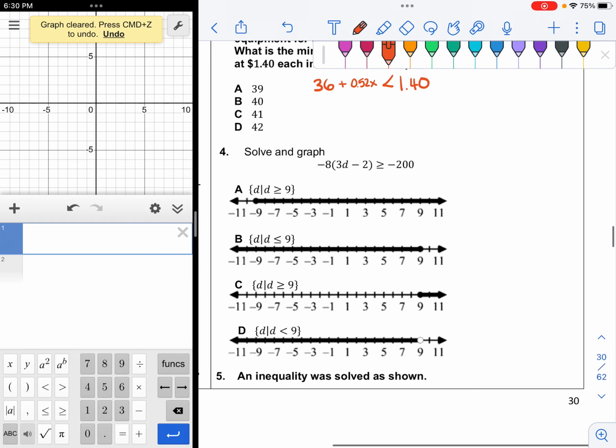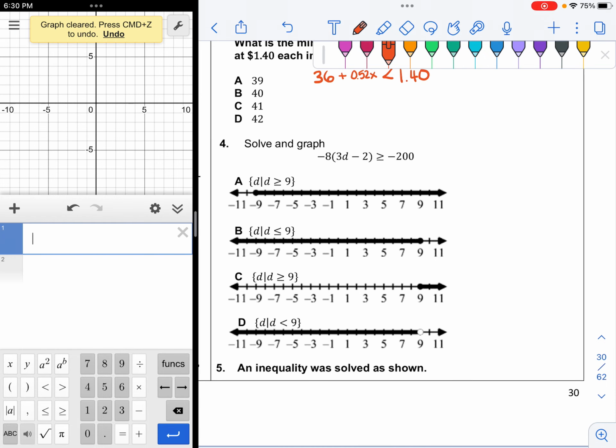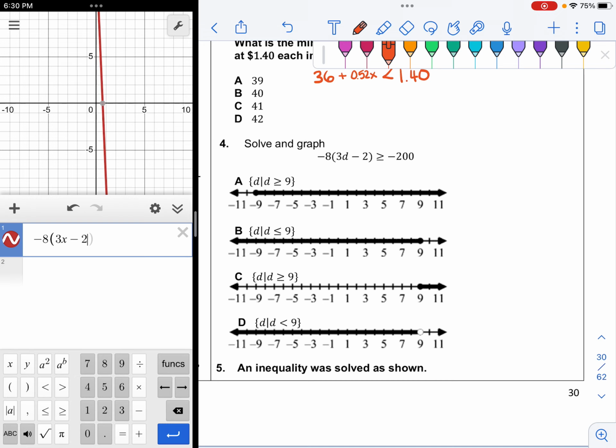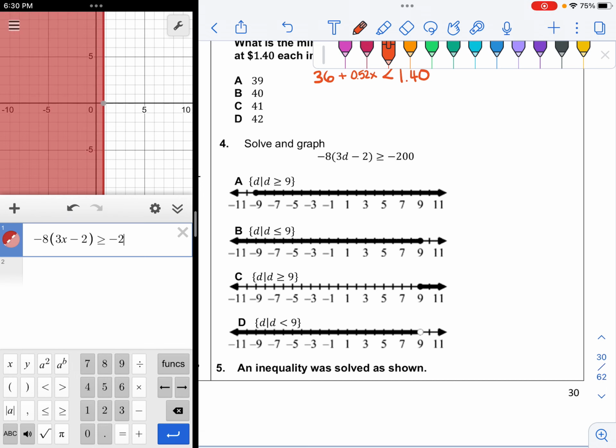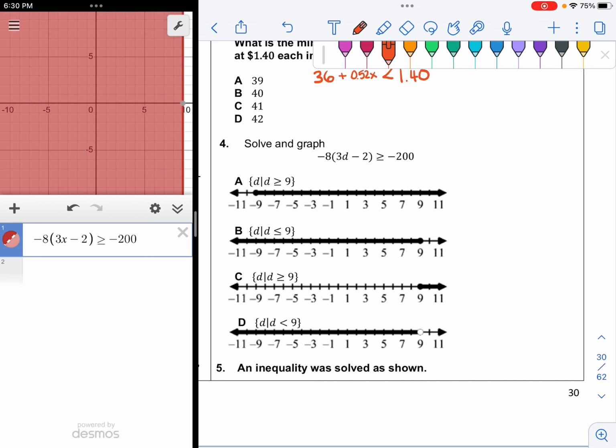All right, we clear our calculator and we're going to go on to question 4. I'm going to type in negative 8 times 3x. Now, I am going to use x because otherwise the Desmos graphing calculator is not going to show you the answer. So you definitely want to switch your variable to x. Minus 2 is greater than or equal to negative 200. I see that that graph is a solid line, so I'm looking for a closed dot, so I'm going to get rid of letter choice D.